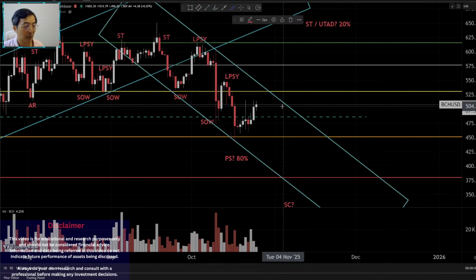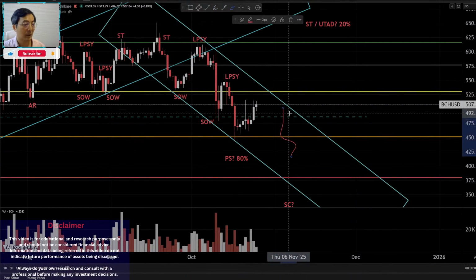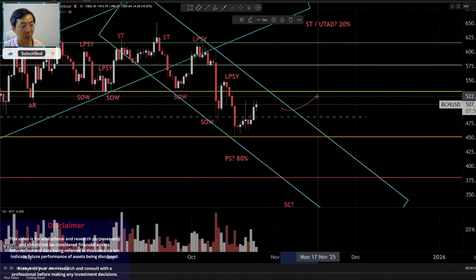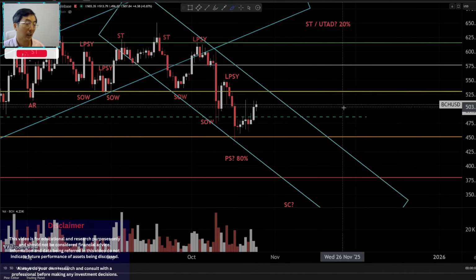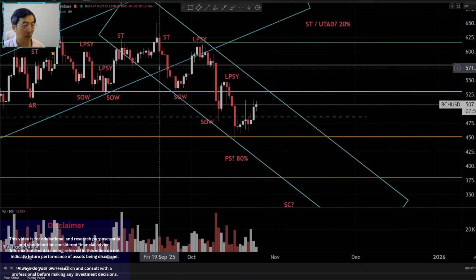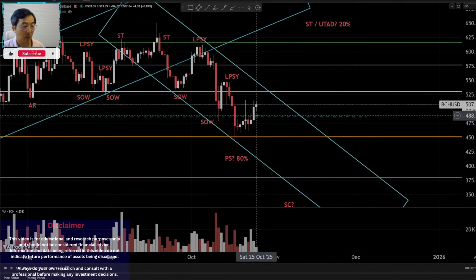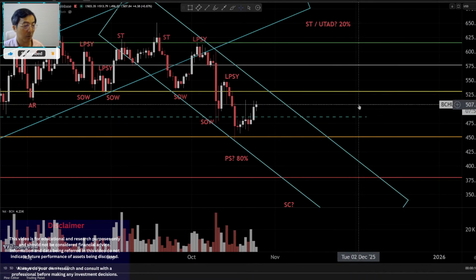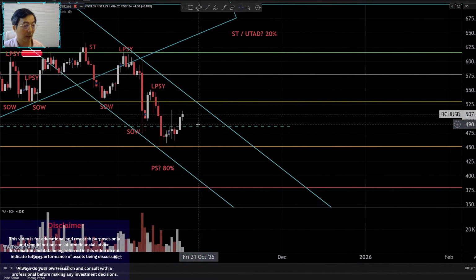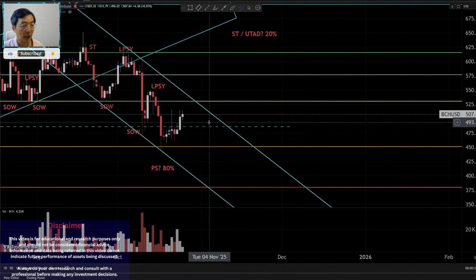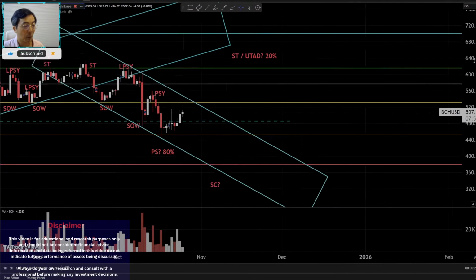But if it doesn't come down, if it comes to this triangle and breaks out to the upside instead, that's a totally different story, because that means the downtrend that started sometime in September, for almost 2 months now, is going to be broken and a new trend will be drawn.